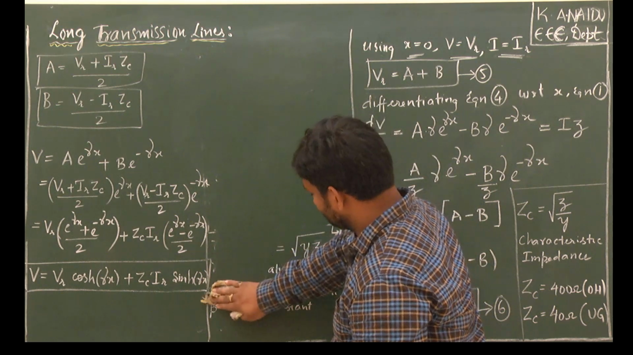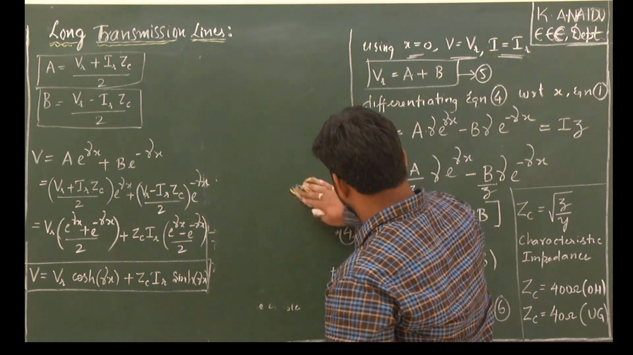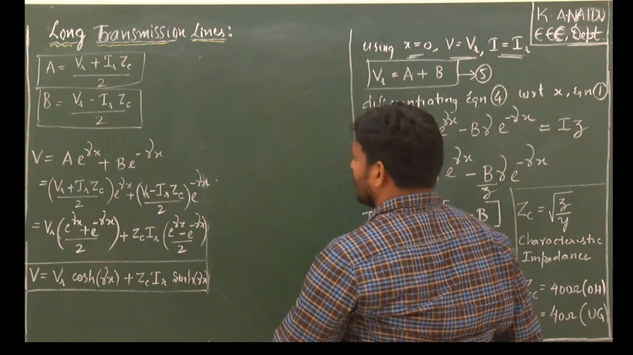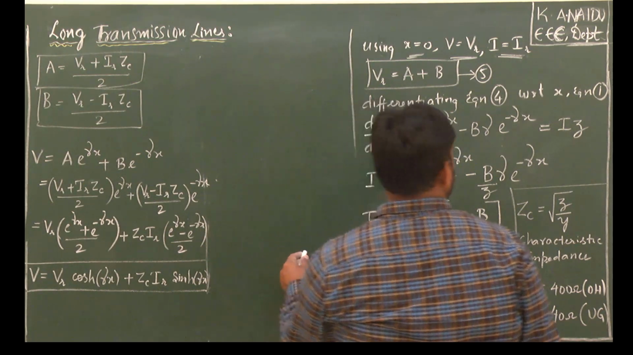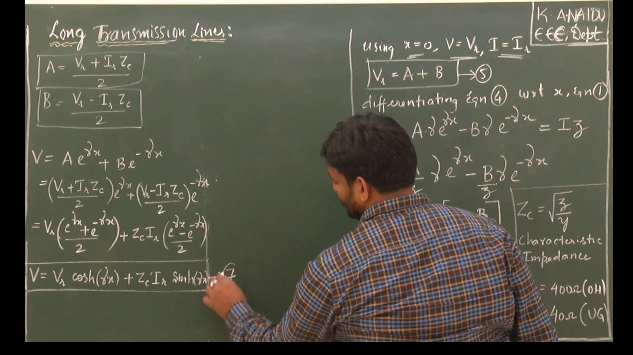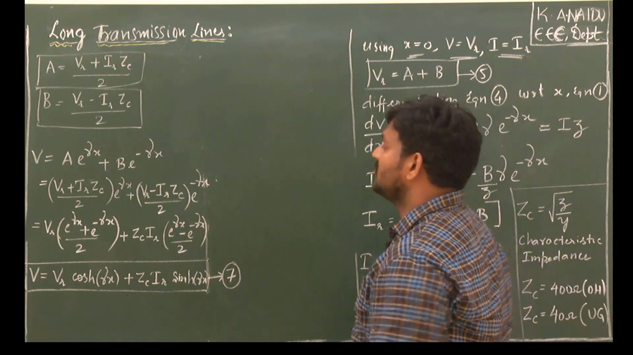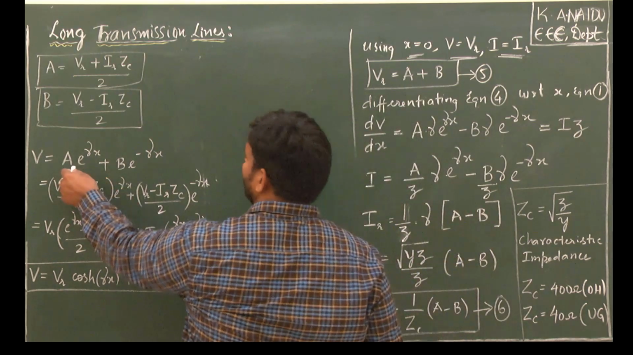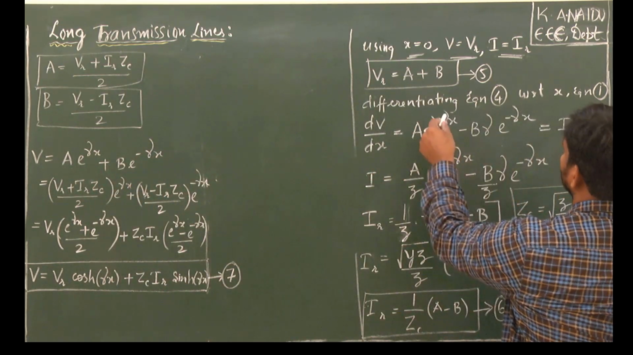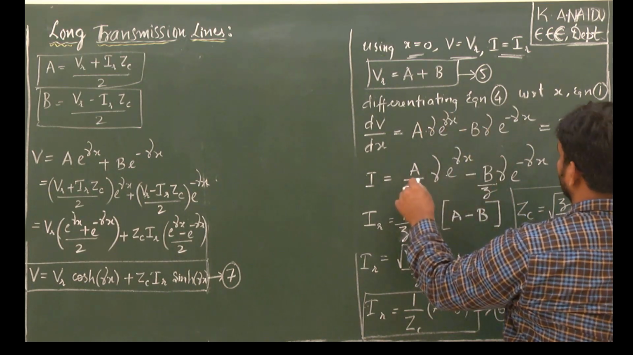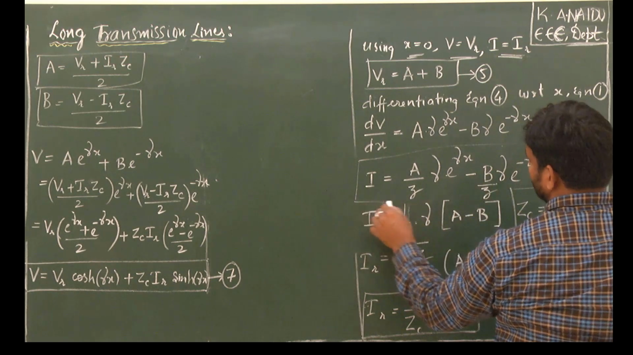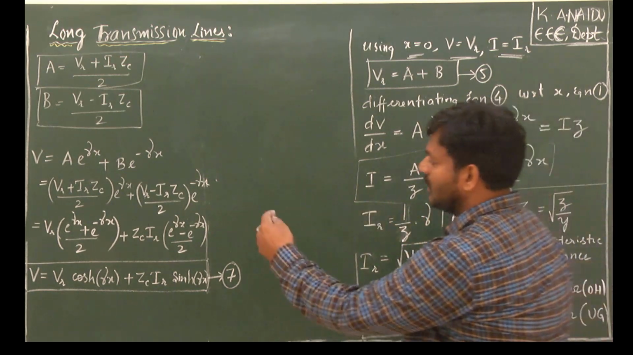Erasing all this. Okay, so let us take this as equation number 7. This is equation number 7. Similarly, you substitute the value of A and B in the equation number 6, sorry, equation number, this equation is substituted to get the value of I.